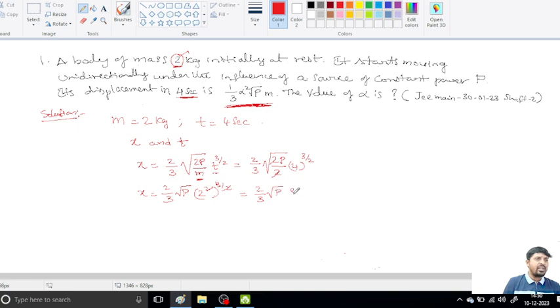So what is 2 power 3? 8. So 8 twos are 16. I am comparing with this equation, that's why I am writing it as 1 over 3 into 16 root P. So this is in the form of this. Now compare: in the place of alpha square, which number is there? 16. So we can write alpha square is equivalent to 16, then alpha is equal to root over 16, and root over 16 is 4. So the answer is 4. Hope you understand. I'll go for the next question.